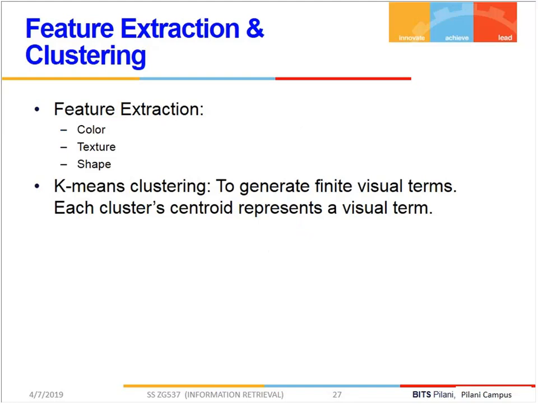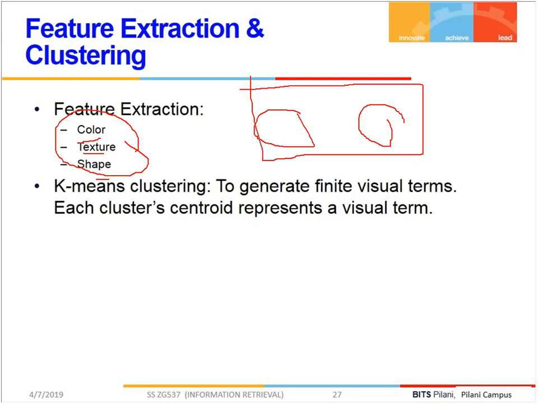How to create the visual term is fine with you now. What do we do here? We have feature extraction through color, texture and shape. One student was asking how we know that there is a similar visual term. It is through color, texture and shape. How do we generate a visual term? By k-means clustering. Through color, texture and shape we come to know that these two segments are similar to each other. Then we use k-means clustering to find the correct cluster and generate the visual term. Then we cluster them into one visual term.